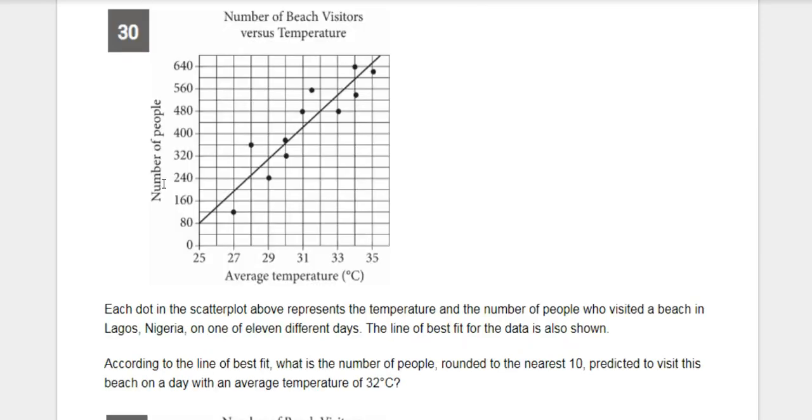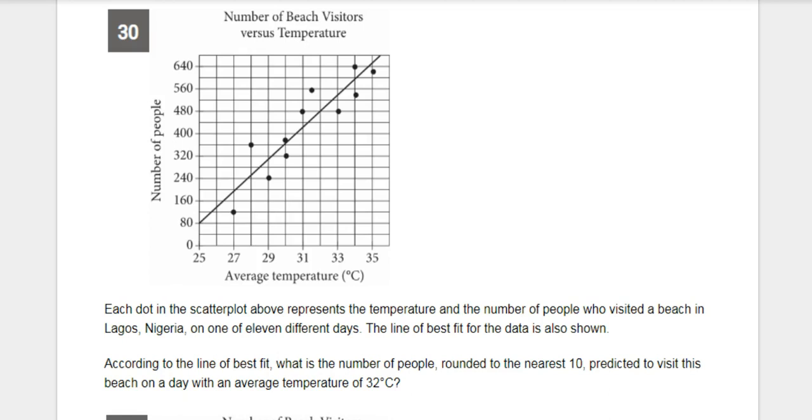All right, number 30. We have a graph here. It looks like a scatter plot. Appears to be a best fit line. Number of beach visitors versus temperature. So I guess what we kind of expect is that as temperature goes up, more people visit the beach. So we have what looks like a linear relationship according to our line.